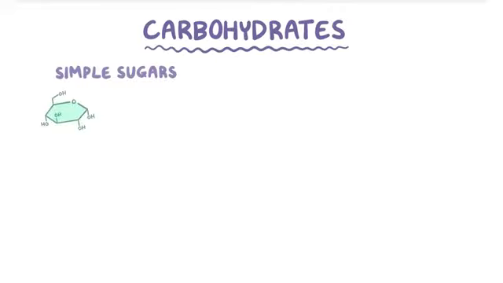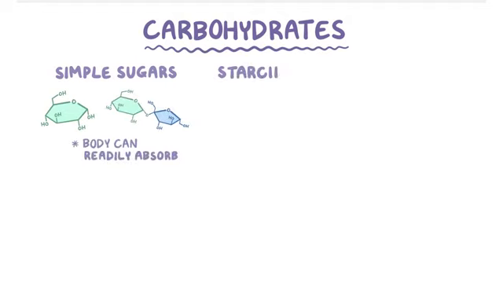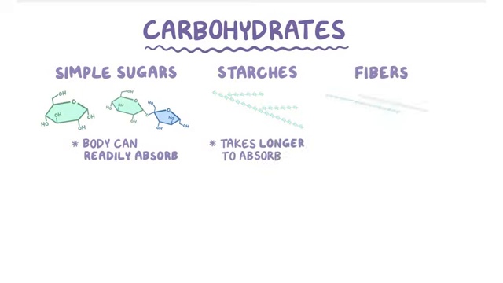Alright, as a quick recap, there are various types of carbohydrates. Simple sugars are monosaccharides and disaccharides that the body can readily absorb. Starches are polysaccharides that take longer to absorb. And fibers are polysaccharides that the body can only partially absorb with the help of gut bacteria.